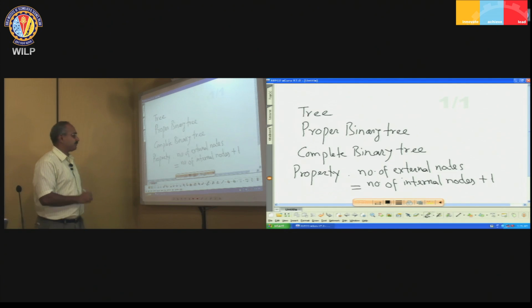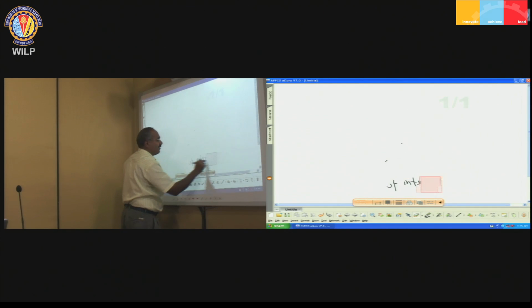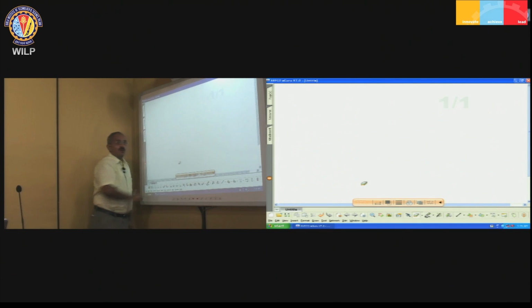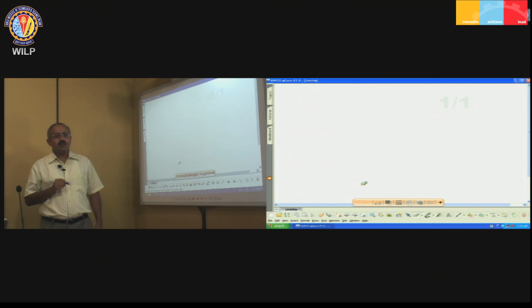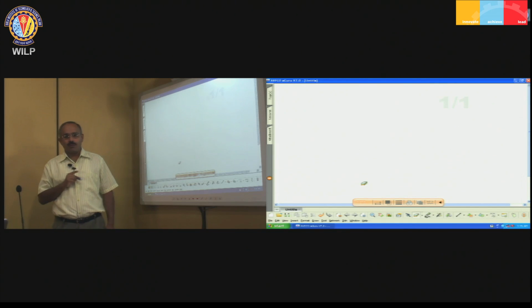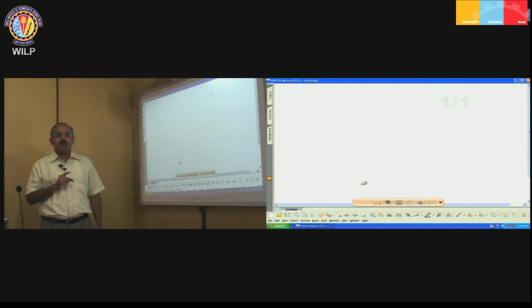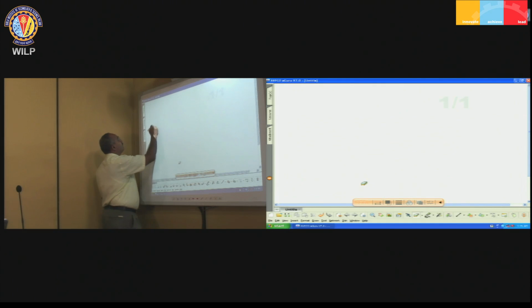This is a crucial property that I am going to use today in using trees for the sorting process. We also had seen how to use an array to represent a complete binary tree. If you recollect, if you have a complete binary tree or a proper binary tree, one can use an array to represent it.